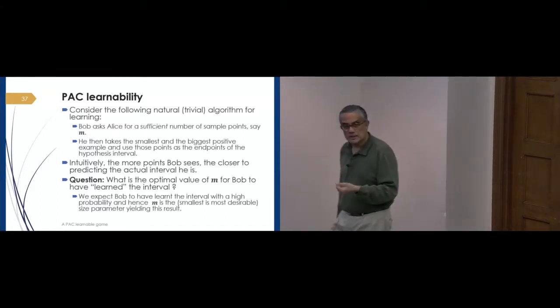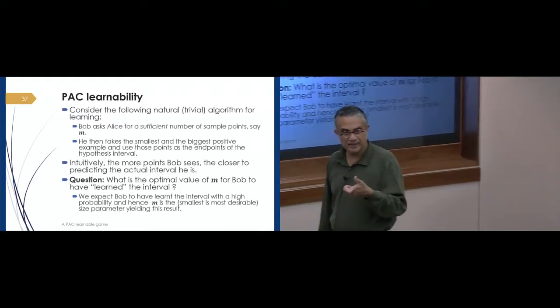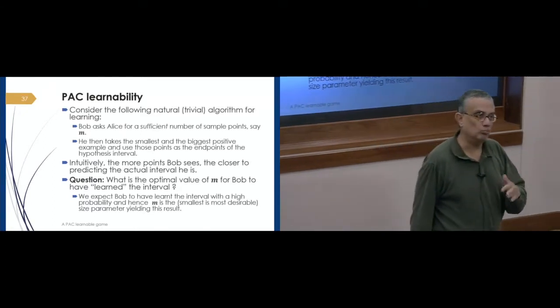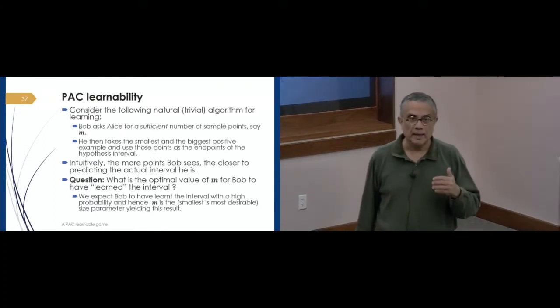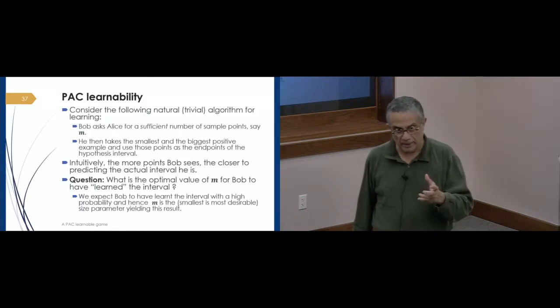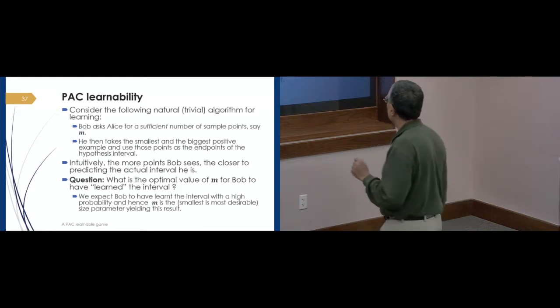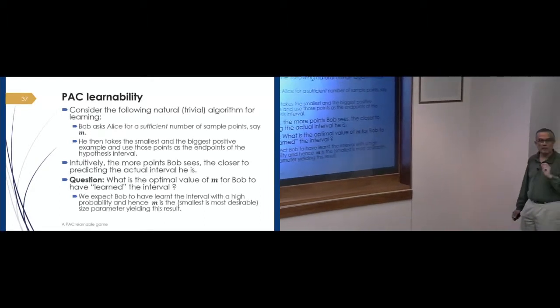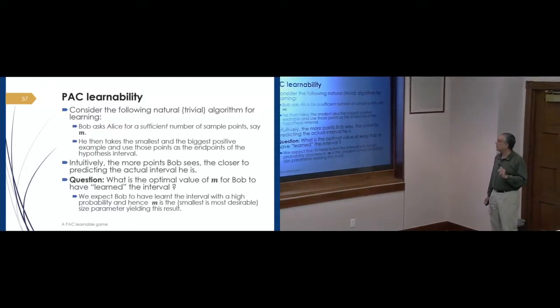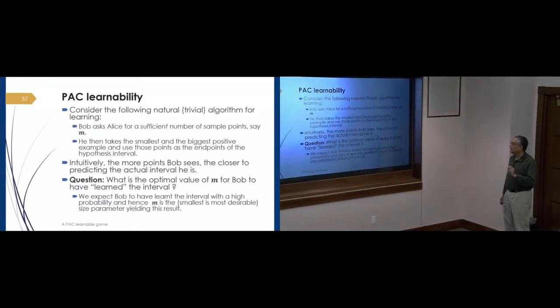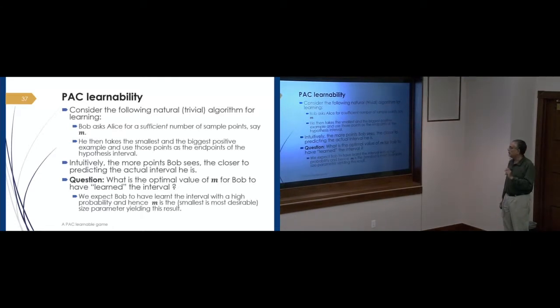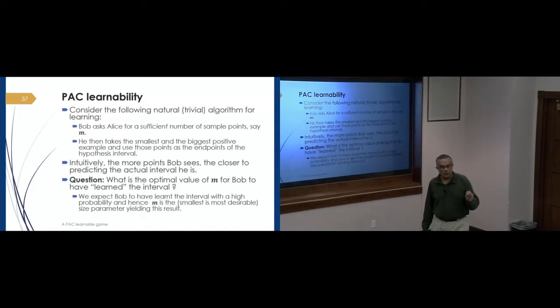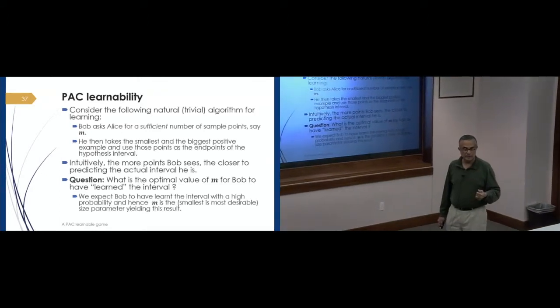But how many samples does Bob have to see using this trivial idea before we can conclude that, with good probability, which is the bound we've always been pushing for, Bob has learned what Alice had in mind? In other words, if M represents the number of sample points that Bob has to look at, what is the optimal value for M for Bob to have learned the interval? We expect Bob to have learned the interval with high probability, remember that, and hence M is the smallest number that satisfies us. So our goal is to see if one can come up with a good value for M such that the probability is also satisfactory in this sense.